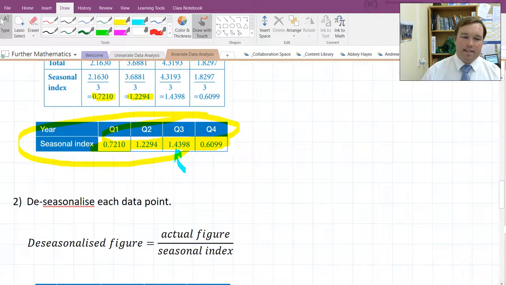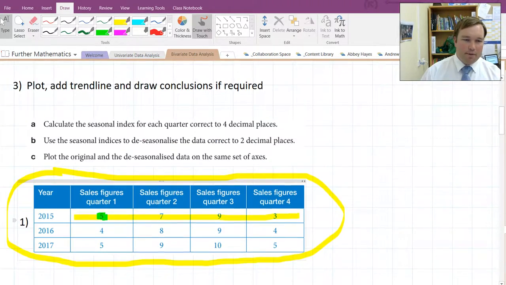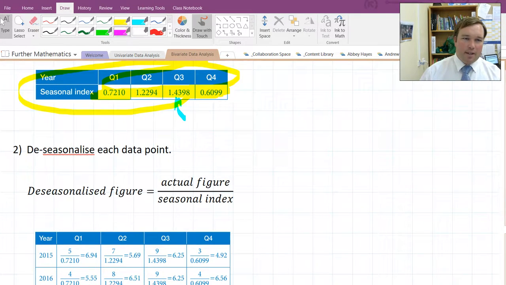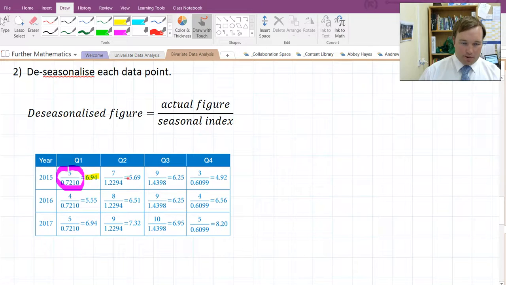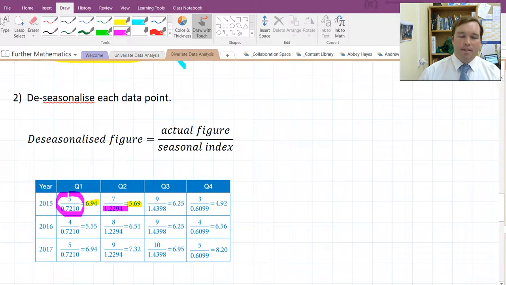Alright, now we need to deseasonalize each point. To deseasonalize each point, we take the actual figure divided by the seasonal index for that point. So for example here, our first data point was 5. We're going to take that 5 and divide it by the seasonal index for that quarter. The seasonal index for that quarter is 0.72, so we do 5 divided by 0.72, and this here, that 6.94, is the deseasonalized figure for that quarter, and so on. 7 divided by the seasonal index for quarter 2, 7 was the original, we get the deseasonalized figure, and this continues on.